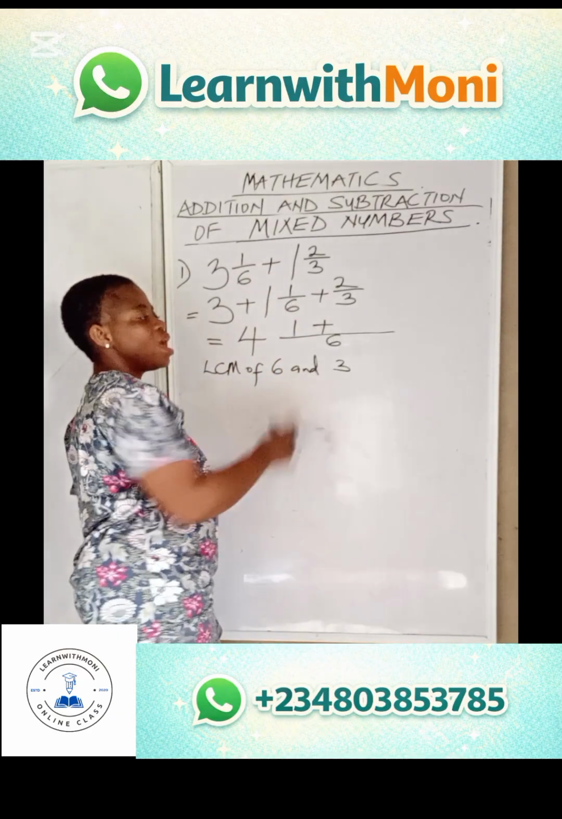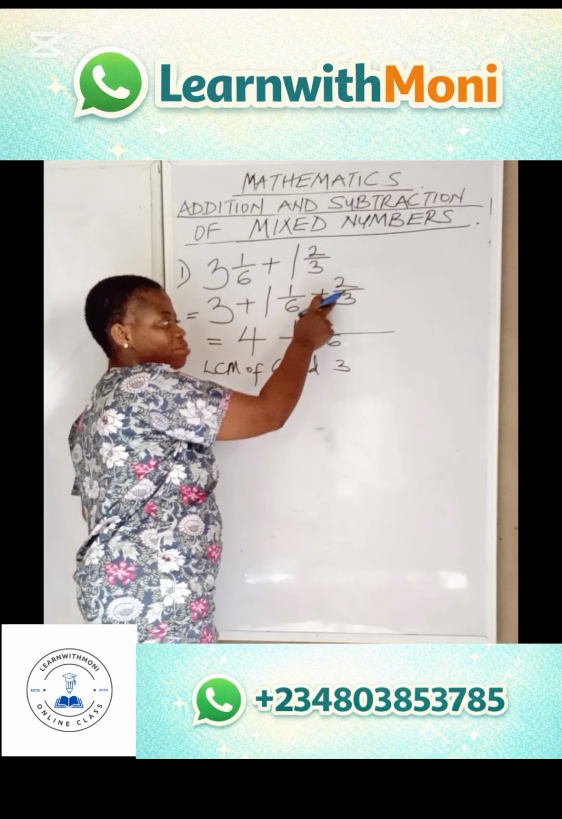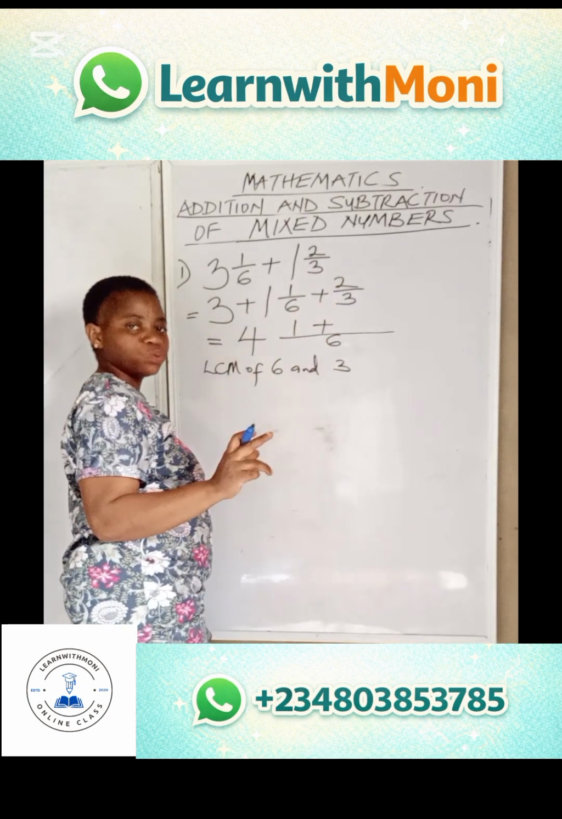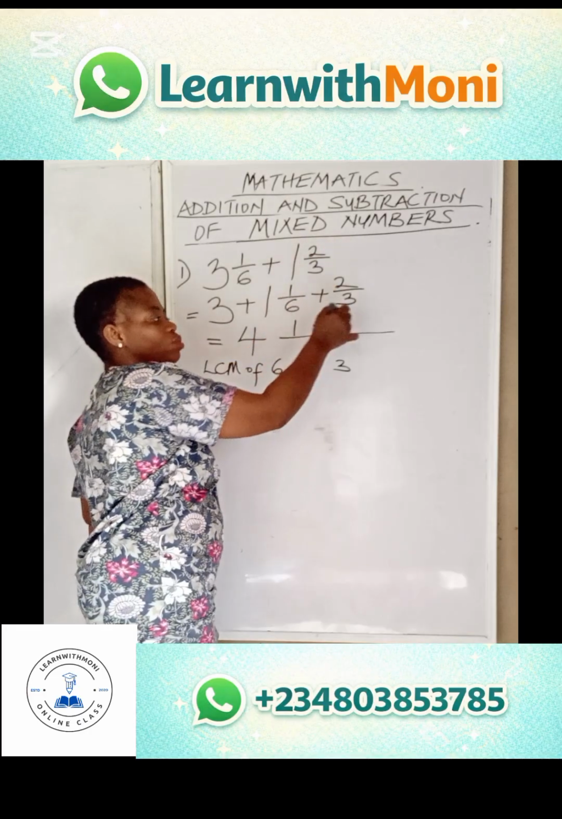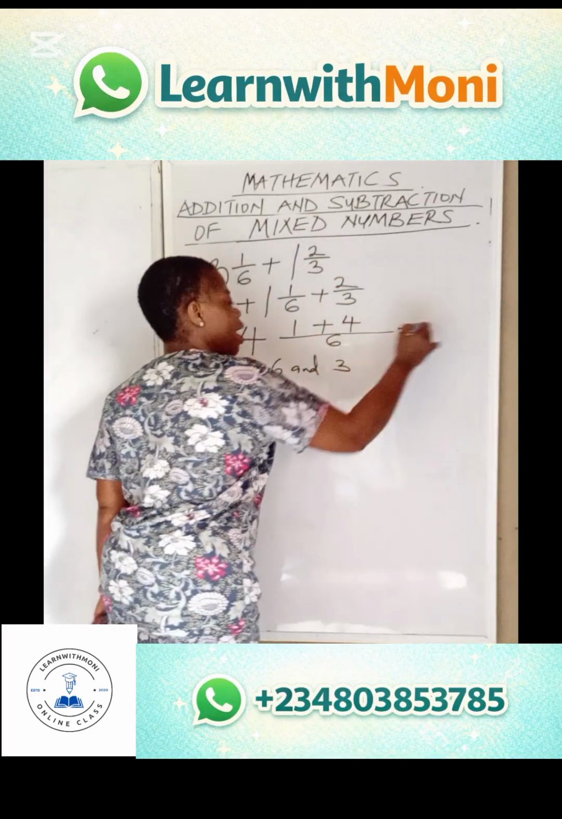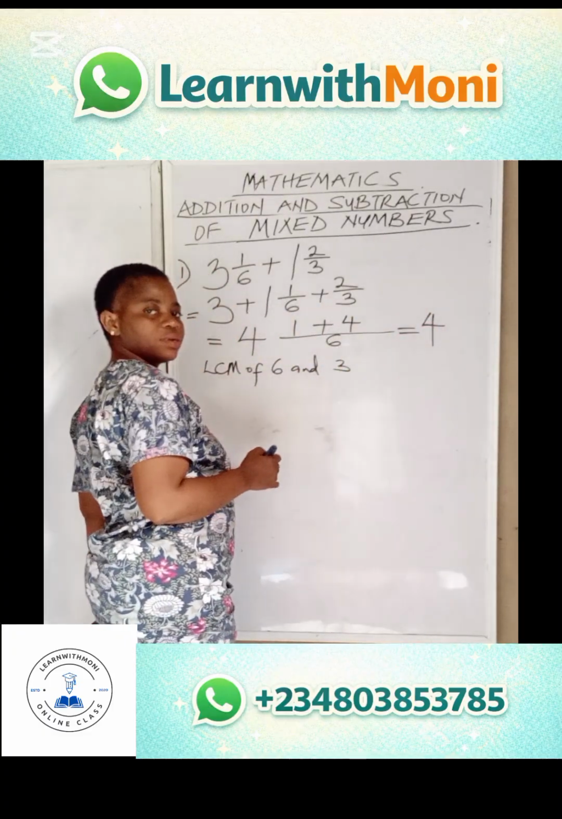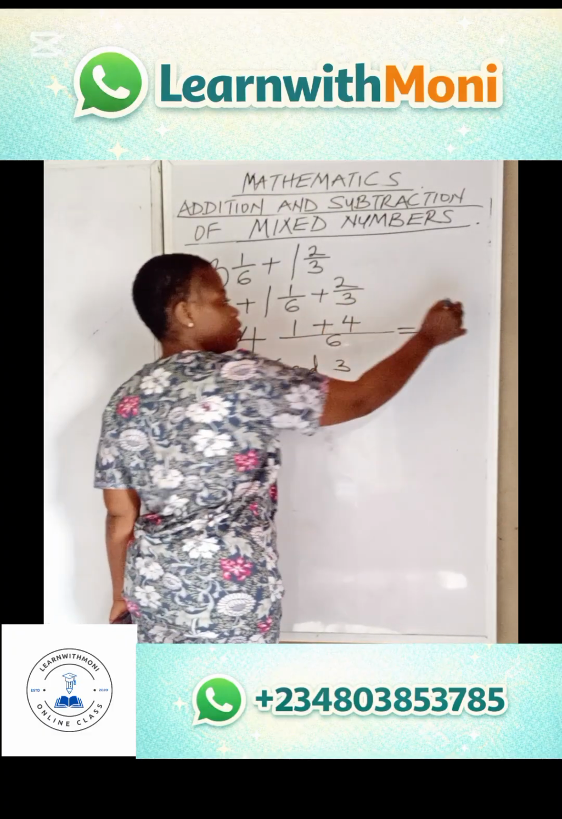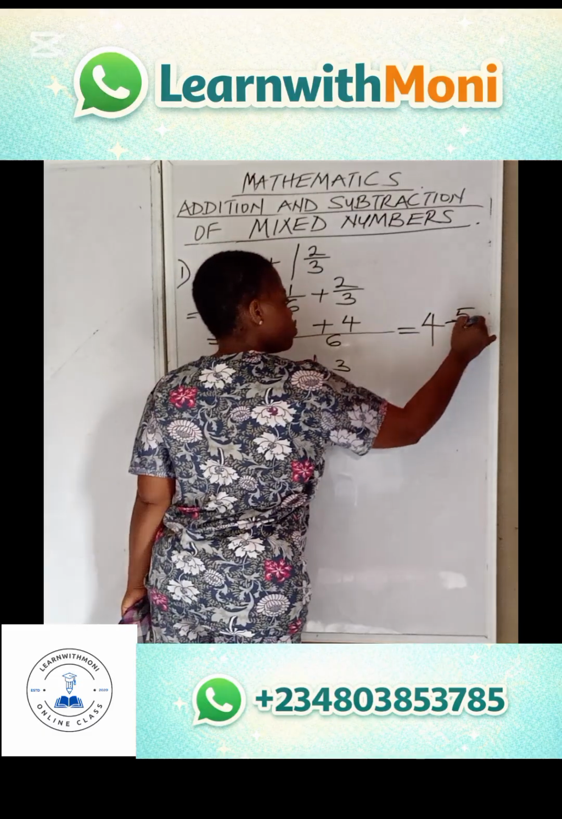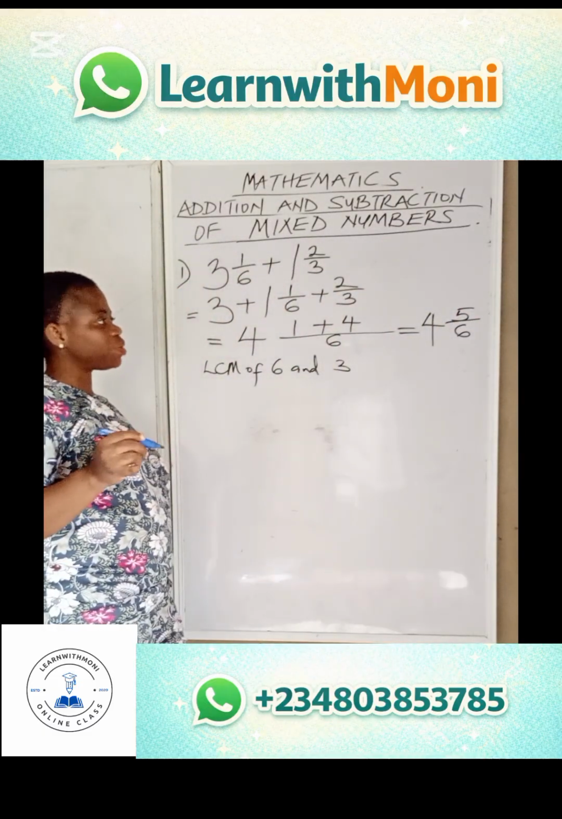Plus, how many 3 can I get from 6? That is 6 divided by 3, that is 2. 2 times 2 is 4. That means I have 4 wholes. 1 plus 4, that is 5 over 6. I hope this is very clear.